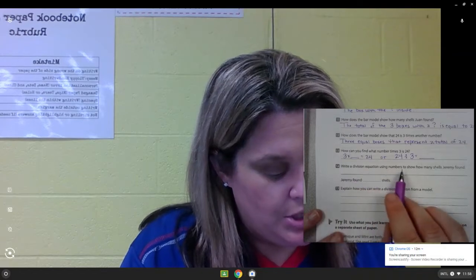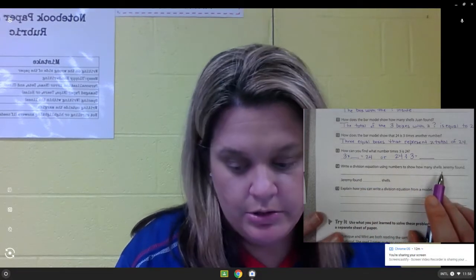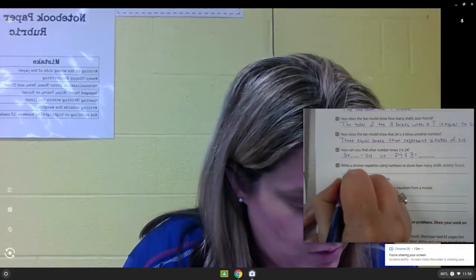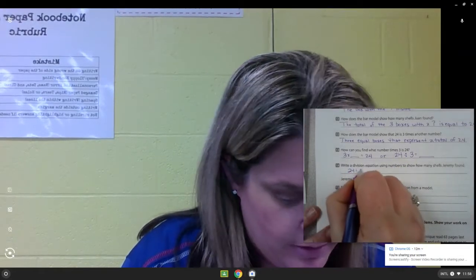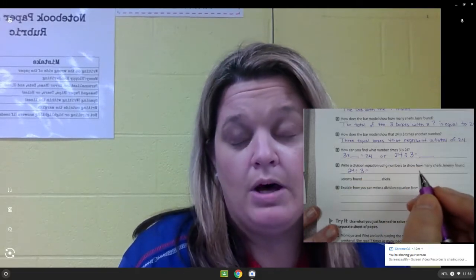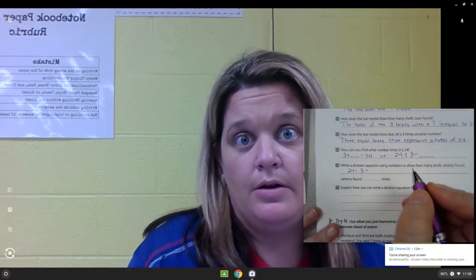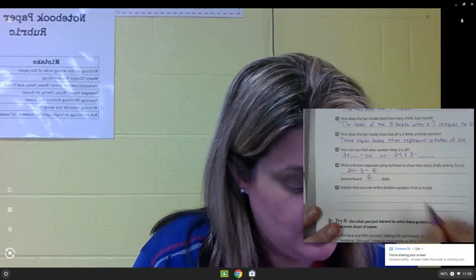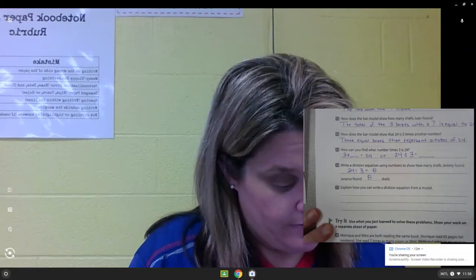Write a division equation using the number to show how many shells Jeremy found. Well, this is our division problem. 24 divided by 3 equals what? What did we say? What times 3 gives me 24? We said 8. So that means Jeremy found 8 shells.